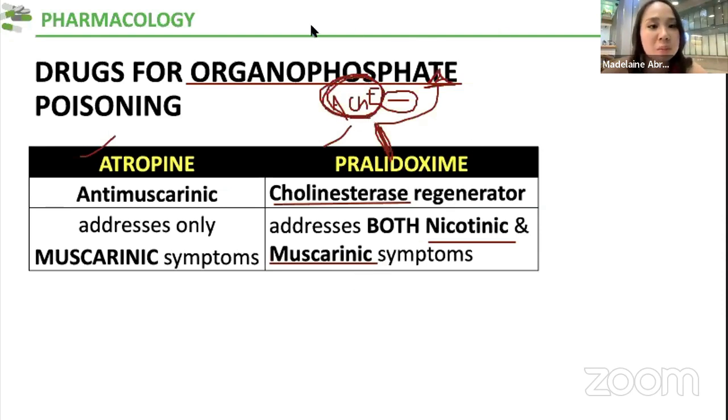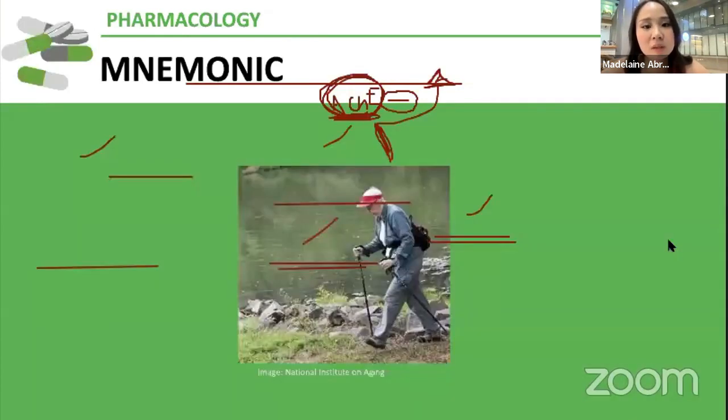What's good about pralidoxime? It addresses both nicotinic and muscarinic symptoms. Why? Dito, atropine is an anti-muscarinic. So, muscarinic receptor lang kasi yung pharmacologic antagonism na involved. Dito, kay pralidoxime, both nicotinic and muscarinic kasi your pralidoxime regenerates acetylcholinesterase. So, wala akong pake kung sa muscarinic ka kumapit or nicotinic. Ang mahalaga, free up ko si enzyme, si acetylcholinesterase. Okay? I hope that made you understand.